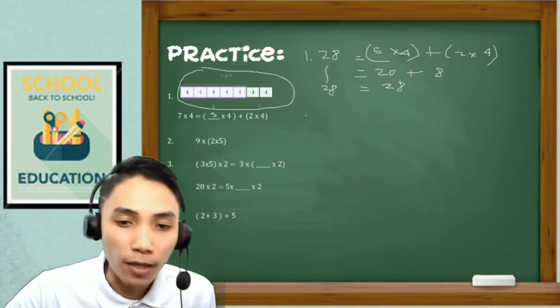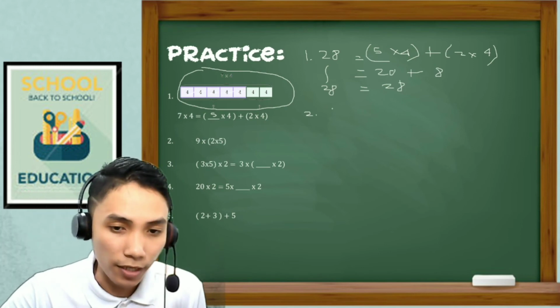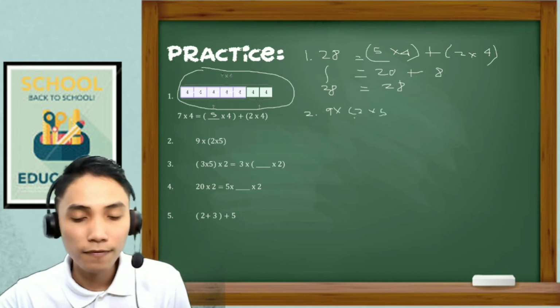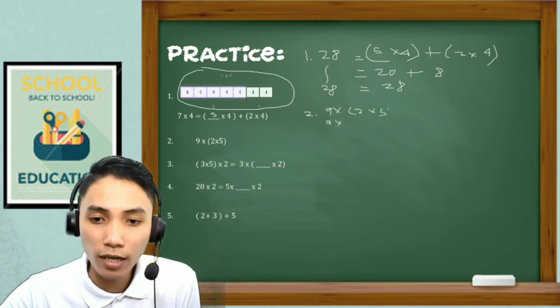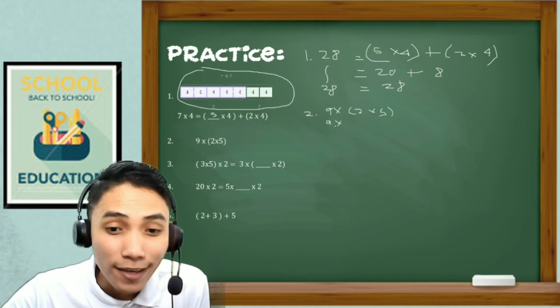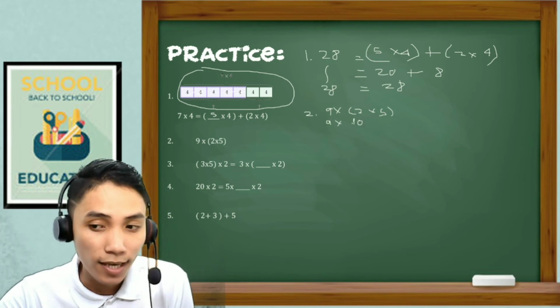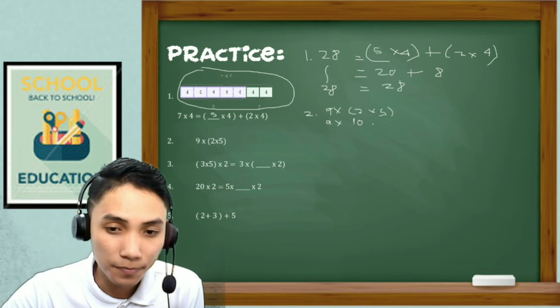Now we have here number 2. We have 9 times 2 times 5. So bring down 9. Now 2 times 5, that is 10. Now 9 times 10 is equal to 90.